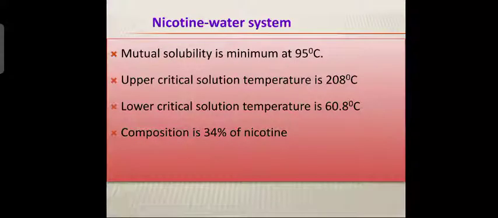Next slide. In the nicotine water system, the mutual solubility is at a minimum at 95 degrees Celsius. This you had seen in the previous slide. The upper critical solution temperature is 208. That means above this temperature there exists a single phase. Similarly, below 95 there exists a single phase. The lower critical solution temperature is 60.8. That means below this a single phase exists, and the composition corresponding to this temperature is 34%.